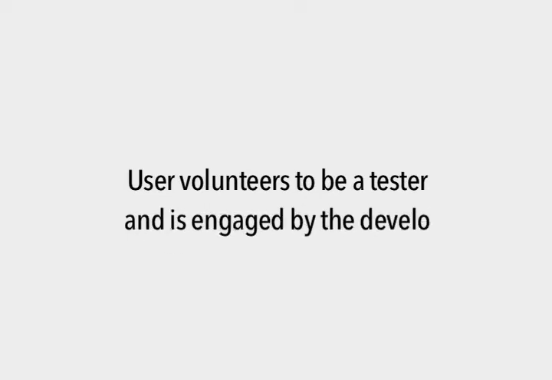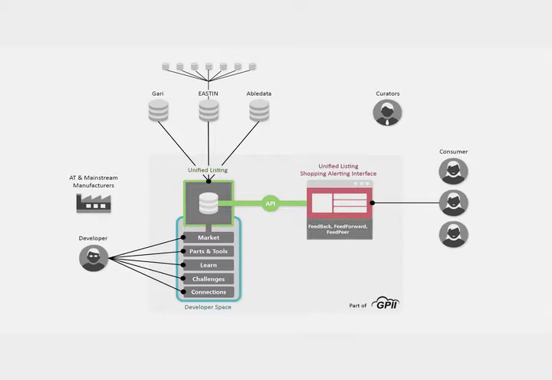So here we have the individual not only seeing what's on the market, but they can come down and see other products. Now, here's an example where a user volunteers to be a tester and is engaged by the developer. In this case, users can register using the team tool, saying that they would like to be a tester. And then when developers are looking to find someone who might test their tool, they find that there are people there. The tool will then notify the user.